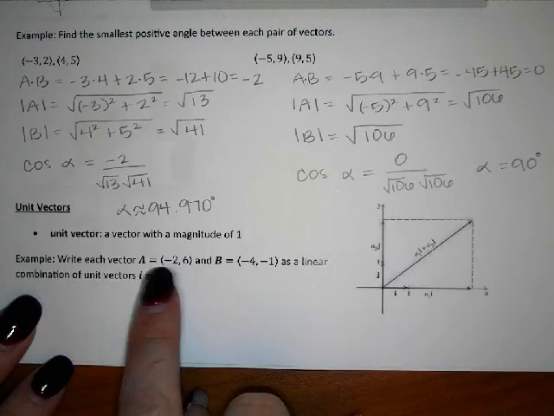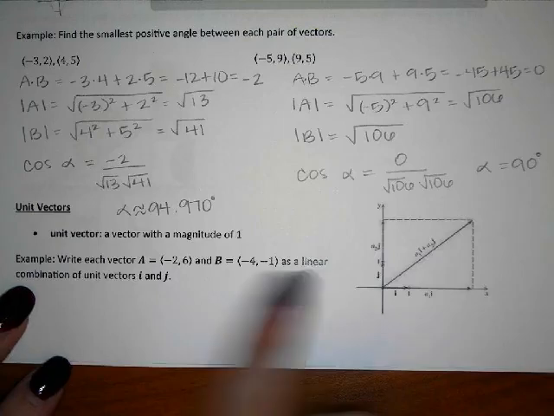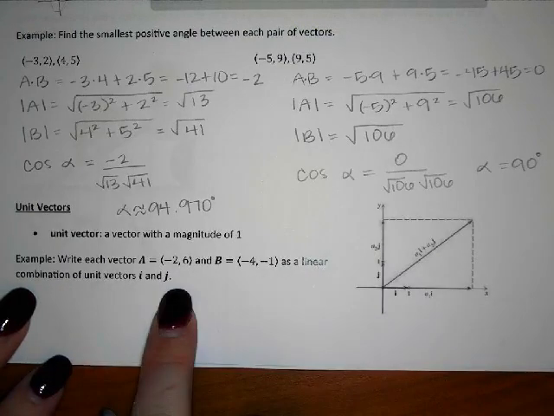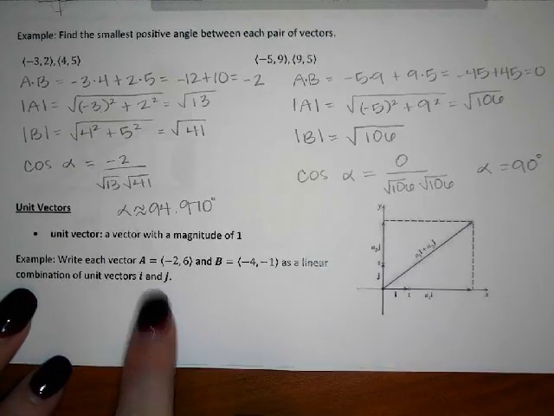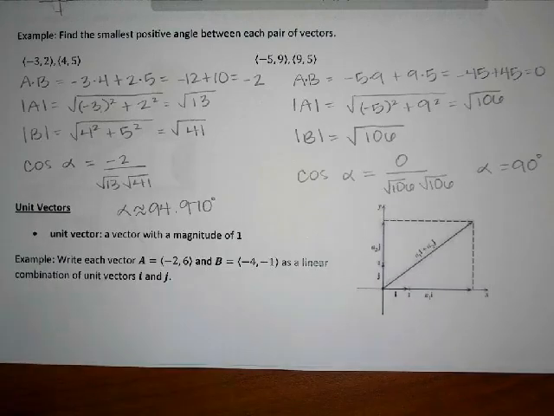rewrite them as a linear combination of the unit vectors I and j. So now we have two ways that we're going to be able to write a vector algebraically. We have the component form, and then we're going to have linear combinations of unit vectors, or just the I and j form is how you can think of it.